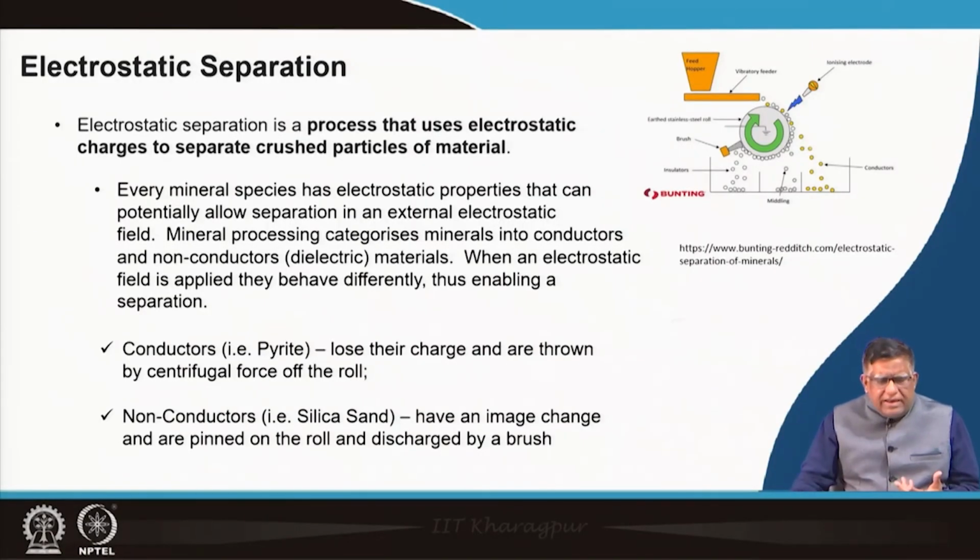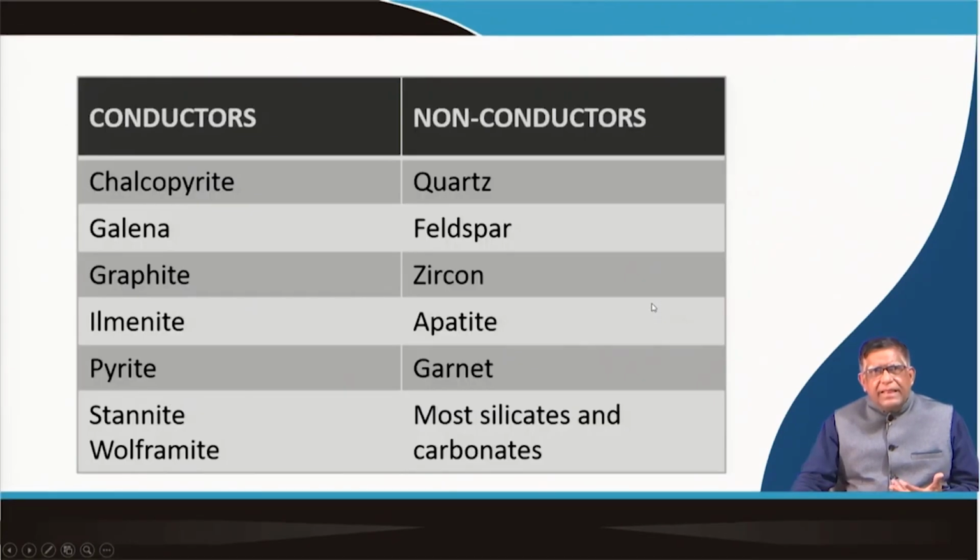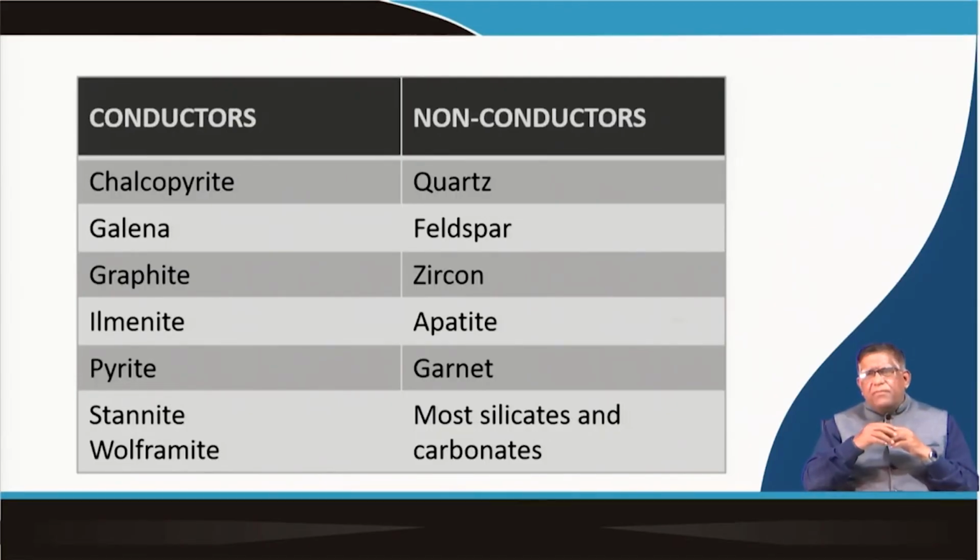This is an electrostatic separation: your feed hopper, and then your vibratory feeder is making this material move. The magnetic particles get connected over here, and the non-magnetic particles go over here. Then you have a brush by which all the magnetic particles which are getting connected are separated out. This is the way electrostatic separation can be carried out. There are conducting types of mineral and non-conducting types of mineral, and based on that electrical separation can be done.